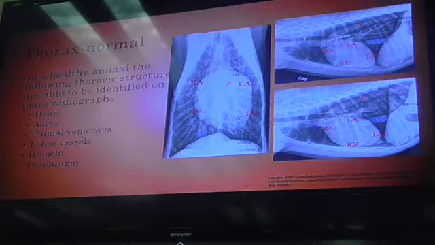Because we're going to use a lot of those landmarks when we start talking about the heart being abnormal. Can you guys all hear me well over here? Okay. Do I need to be by the microphone?